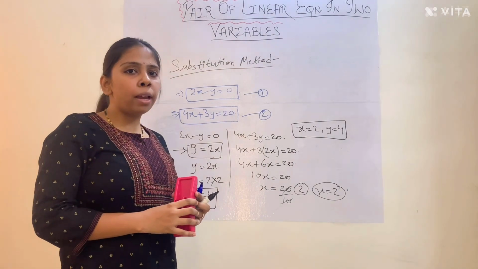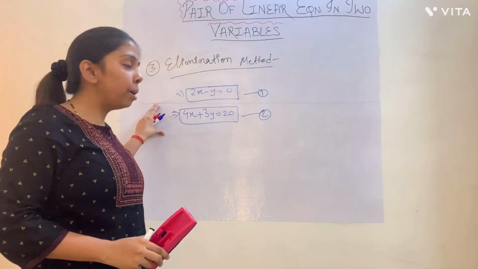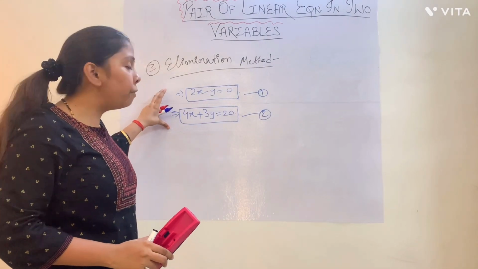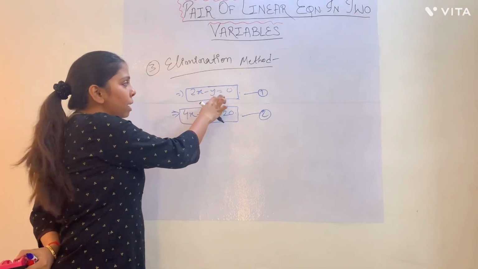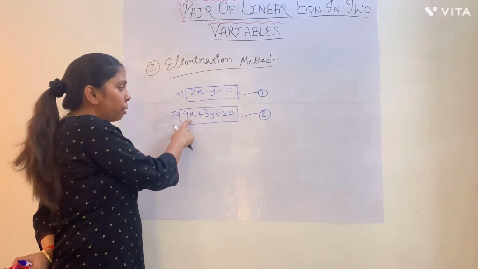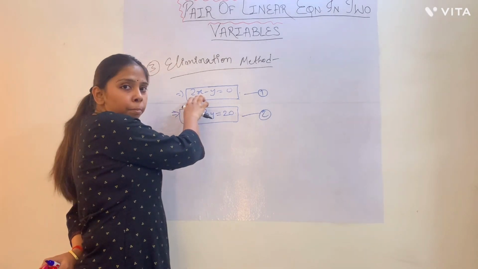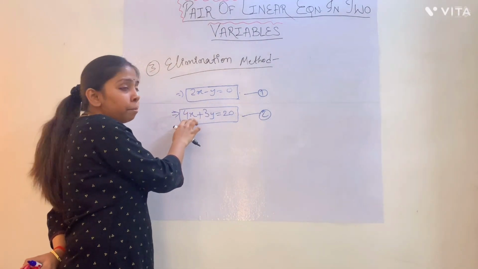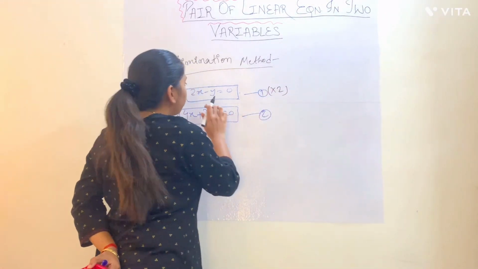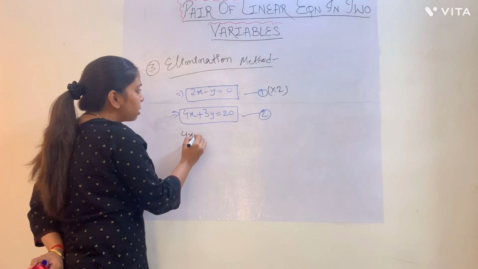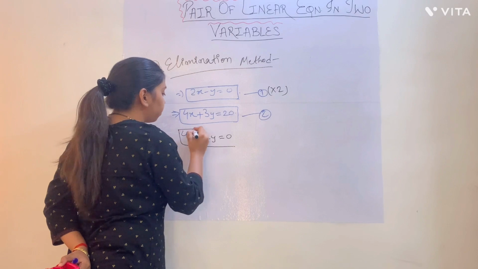Let's solve this equation by the elimination method. The third one is the elimination method. In the elimination method, we have to make the coefficient of one variable equal. So here the first equation is 2x minus y is equal to 0 and the second equation is 4x plus 3y is equal to 20. So we will make the coefficient of x the same as in the second equation. So here we will multiply by 2. So the equation is 4x minus 2y is equal to 0. This is the third equation.